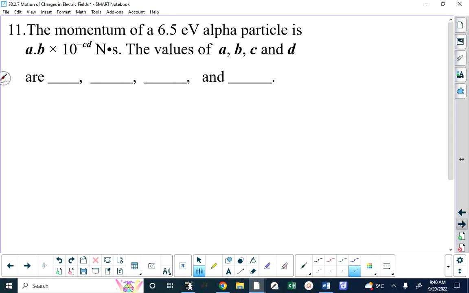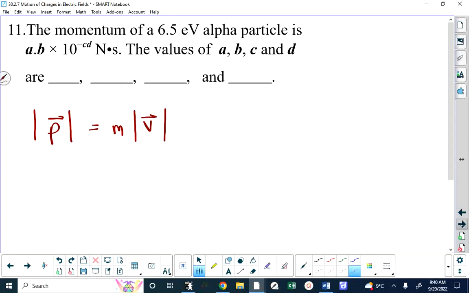So the momentum of a 6.5 electron volt alpha particle. Well, momentum is calculated using mass times velocity. So if we want to find the magnitude of the momentum, and this question probably should say "what is the magnitude of the momentum," we're going to have to take the mass times the speed. And we know the mass of an alpha particle, but we don't know the speed.